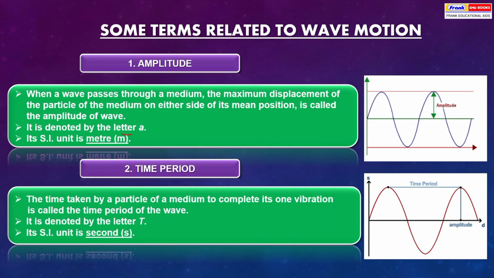The time taken by a particle of the medium to complete its one vibration from here to there. This is basically the distance, and the time taken for the particle to cover this distance is called the time period. The SI unit of time period is second.